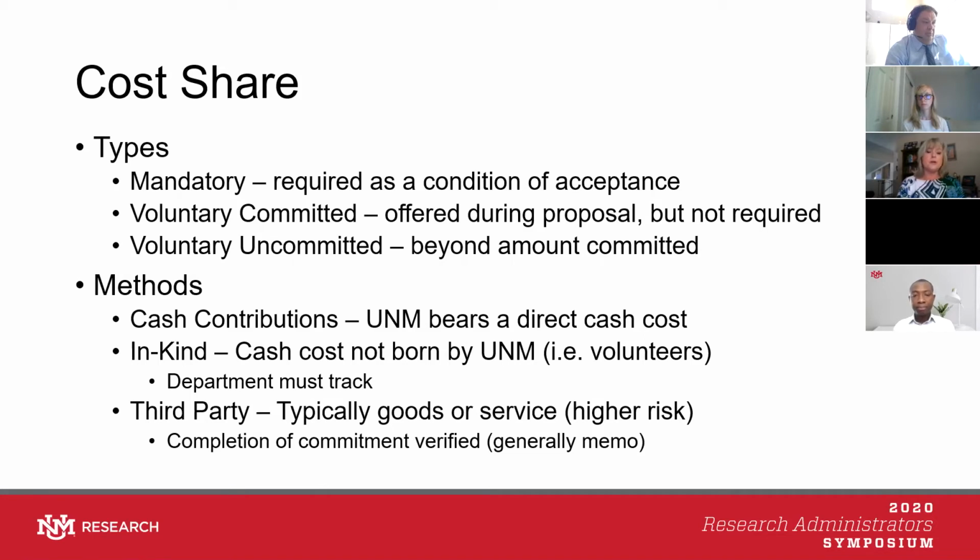And then third-party cost share, those are typically goods or services by another outside non-federal entity. This is the highest risk cost share that we have because we are relying on the accounting and the completion of an outside agency. They are required to provide a memo or some kind of documentation saying that they have completed the cost share. The high risk about this is if they do not complete the commitment, then UNM is legally obligated to fulfill that.